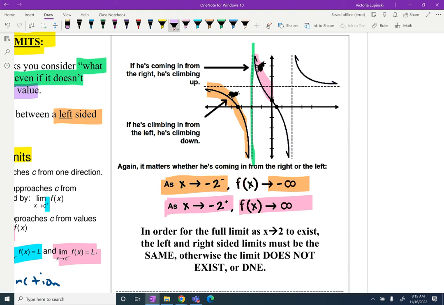Notice here that in order for the full limit to exist, these two things would have to be going to the same spot, which they are not. If they are not going to the same spot, you would say that the limit does not exist, and we're going to say DNE for short. I'll give you a second to write that down and make sure that it makes sense. And then let's try some.